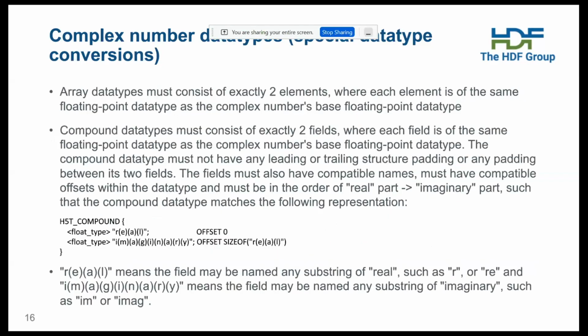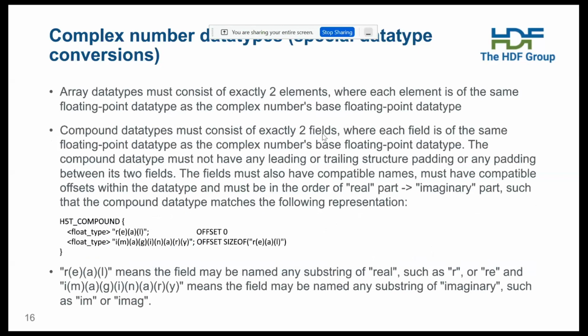Here I just quickly list the rules for this conversion pathway. If you're converting between complex numbers and an existing array data type, it has to have exactly 2 elements, and they have to have the same floating point type as the complex number's base type. And then compounds are fairly strict.